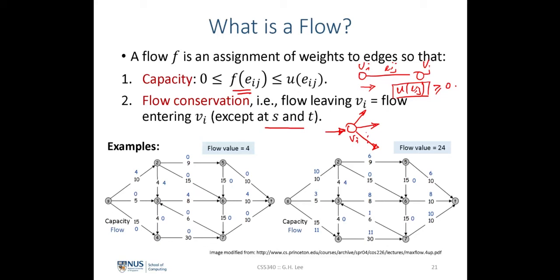Here are two examples to illustrate the two properties of the flow. In the first example, the blue numbers represent the current flow that is sent from the source towards the sink. In this case, we are sending a flow of 4 along this edge, and the other two edges have 0 flow. On the other end, following flow conservation, whatever flow is generated from the source has to end up in the sink.